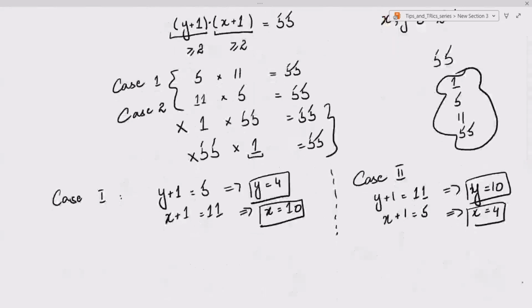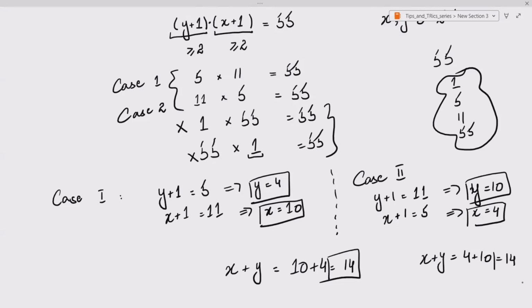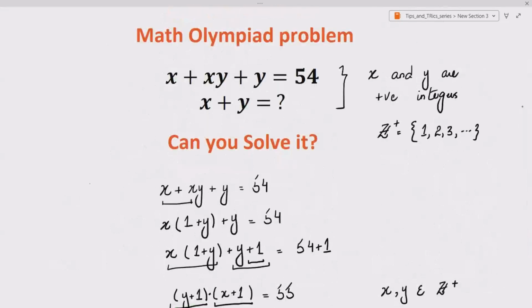So x plus y: here x is 10 and y is 4, so x plus y is 14. And when x is 4 and y is 10, we again get 14. So it means the answer to our second expression is 14. So this is 14.